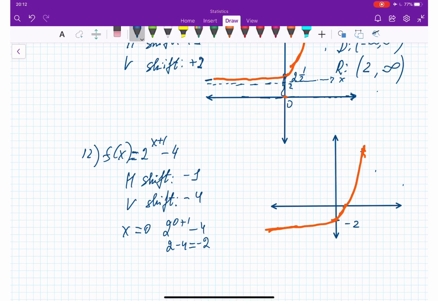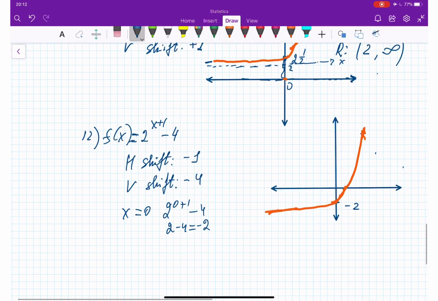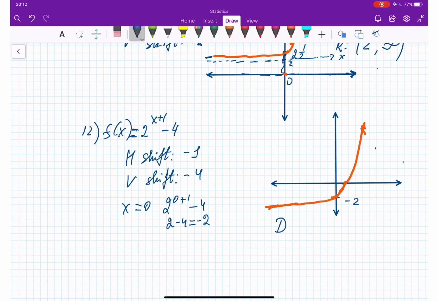Okay, so the domain is -infinity, +infinity. The range is gonna be from -4 to +infinity, because we have here -4. And once I move this asymptote, it's going to go to -4. This point is going to be -4 because it's shifting to -4. Okay?